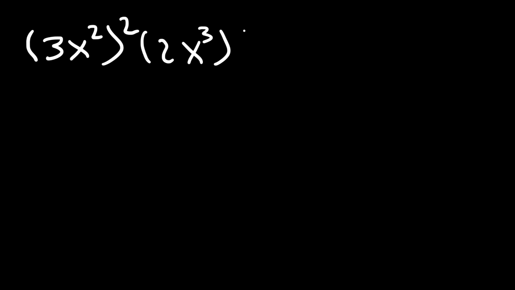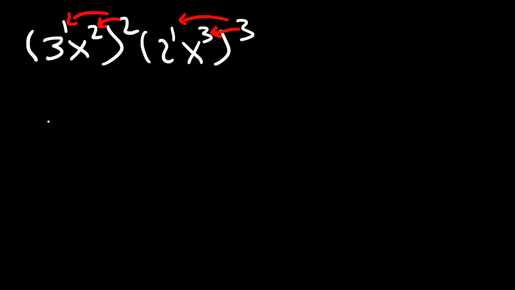Now, what about this example? Let's say we have 3x squared raised to the 2nd power multiplied by 2x cubed raised to the 3rd power. So this time we're multiplying monomials that are raised to some exponent. So the first thing we should do in this case is distribute the 2 to everything on the inside and do the same with the 3.